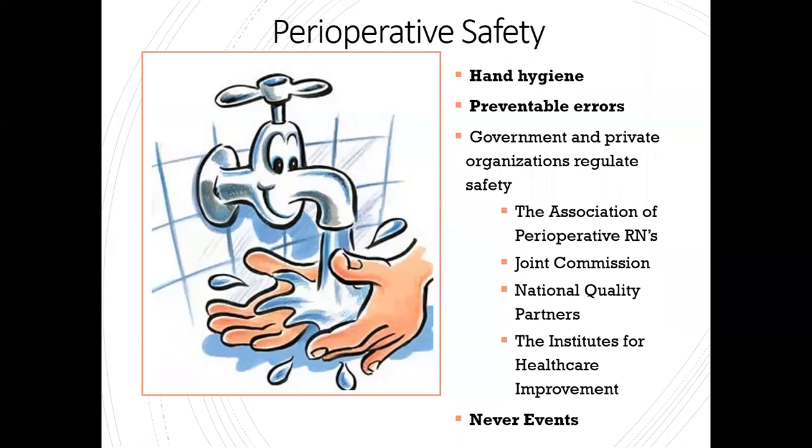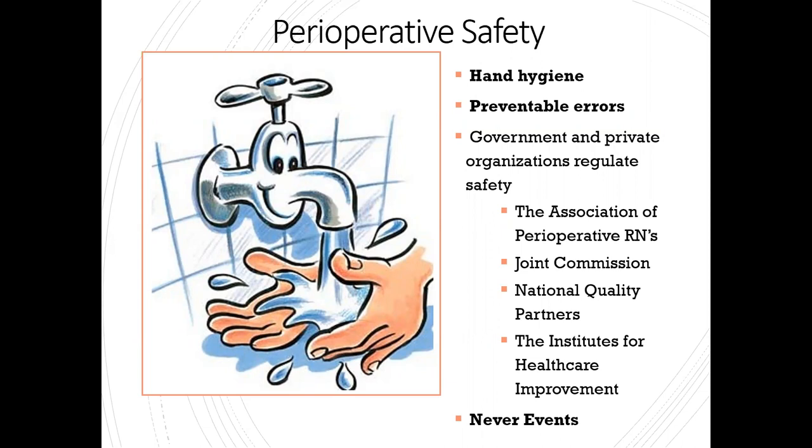When we look at preventable errors, these could be errors where we performed the wrong surgery on the wrong patient or the wrong site. And we have a lot of governing bodies that oversee to make sure that we're doing the right thing. You have the Association of Perioperative Registered Nurses. Then we have the Joint Commission that has our standards and our safety practices. We have the National Quality Partnership, and this is an established national priority that includes aims of achieving better care, providing improved health for people and communities, and making quality care more affordable.